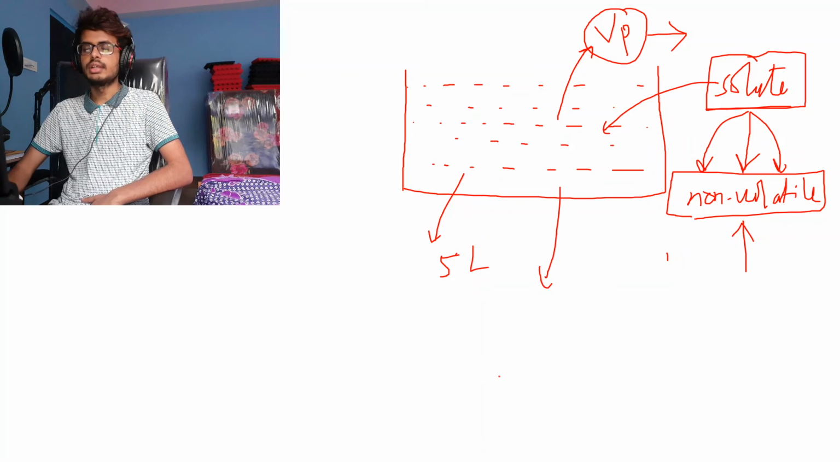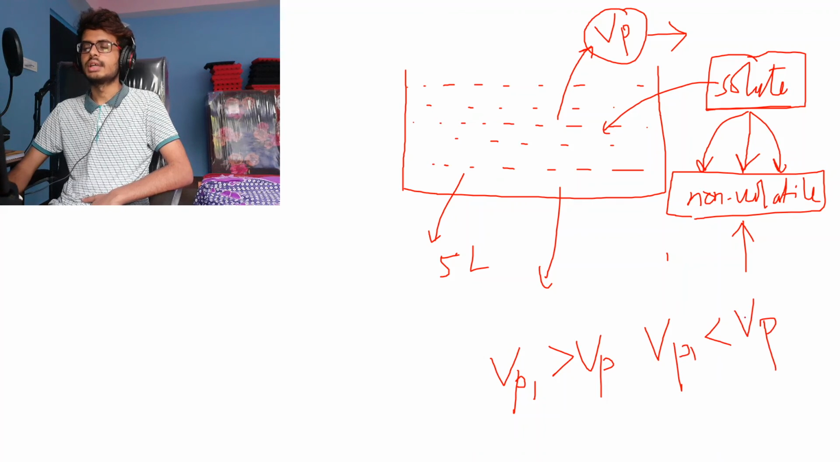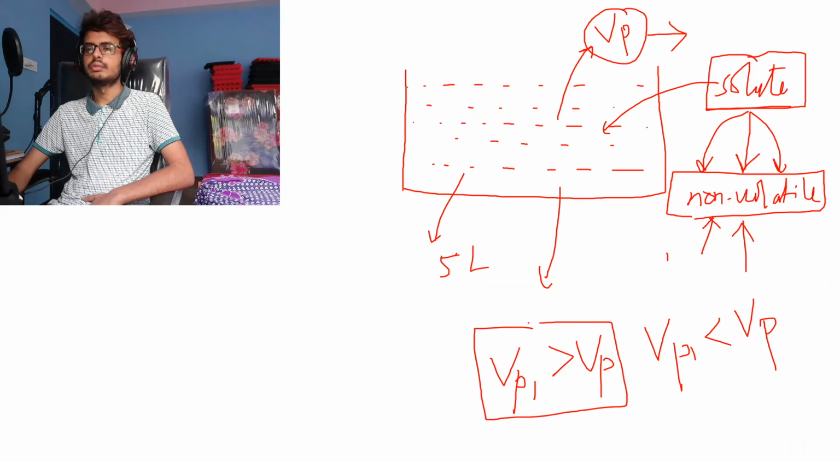Now what will happen to the vapor pressure? Vapor pressure 1 is the vapor pressure after I add the solute. Will the vapor pressure be greater than the original vapor pressure, or will it be less than the original vapor pressure? I add a solute which is non-volatile, so what will happen? Will the vapor pressure increase or decrease?